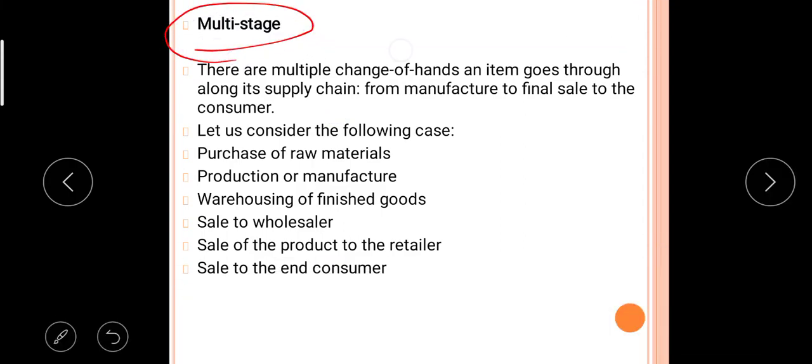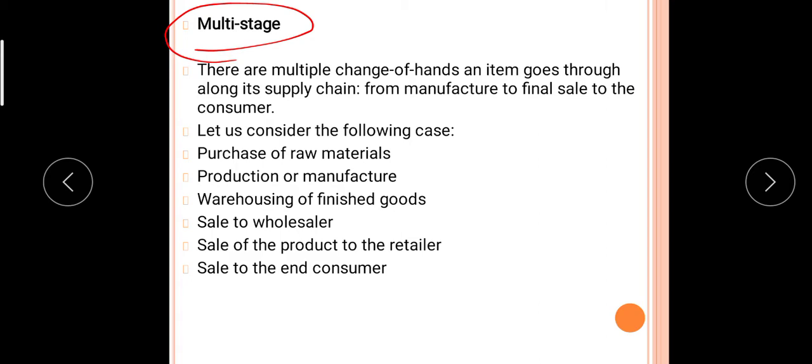What is meant by multi-stage? There are multiple changes of hands that an item goes through along its supply chain from manufacturer to final consumer. Whenever we purchase a product from a shop, that shopkeeper purchased from the seller, that seller purchased from the wholesaler, that wholesaler purchased from the distributor, and the distributor purchased from the company. So from the company, meaning the manufacturer, to the consumer, there are many multiple stages.